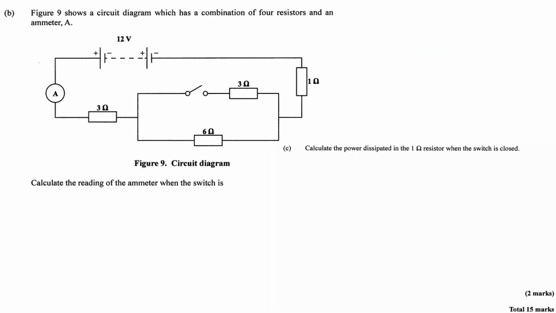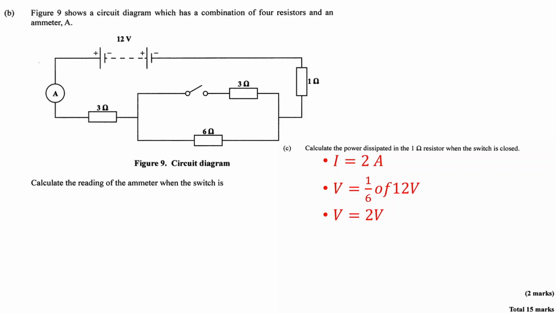Part C, we're to calculate the power dissipated in the 1 ohm resistor when the switch is closed. So we know the current is going to be 2 amperes when the switch is closed. The voltage, we can find 1/6 of the 12 volts, which will give you 2 volts. Why can we simply find 1/6 of the 12 volts? Well, because when the switch is closed, then the overall resistance is 6 ohms. In series, the voltage is shared in a direct proportional manner.